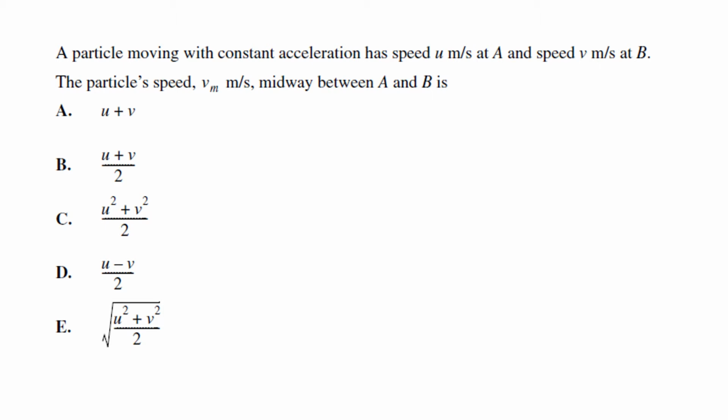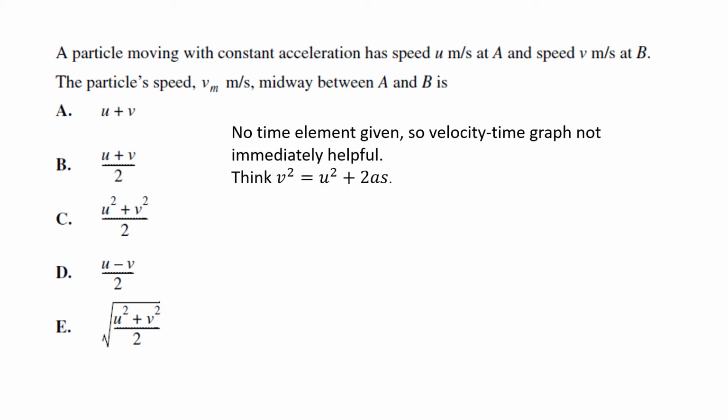Okay, so I'd imagine you've had a go at this problem by now. It's talking about a particle moving with constant acceleration, initial speed u, final speed v. We need to work out its speed at the midway point. Okay, so a couple of ways we might think about it. So the first thing is constant acceleration formulas versus velocity time graph. So sometimes one is more helpful than the other.